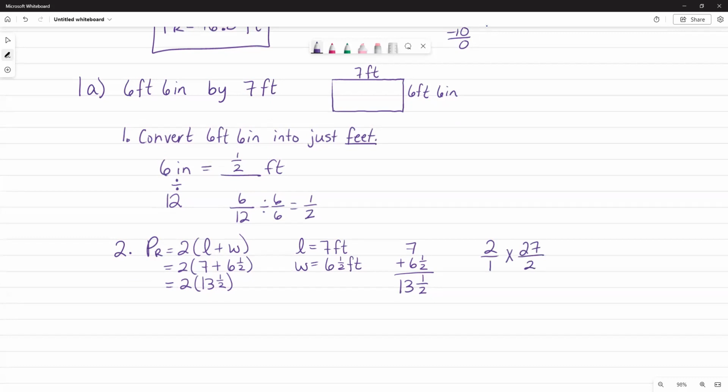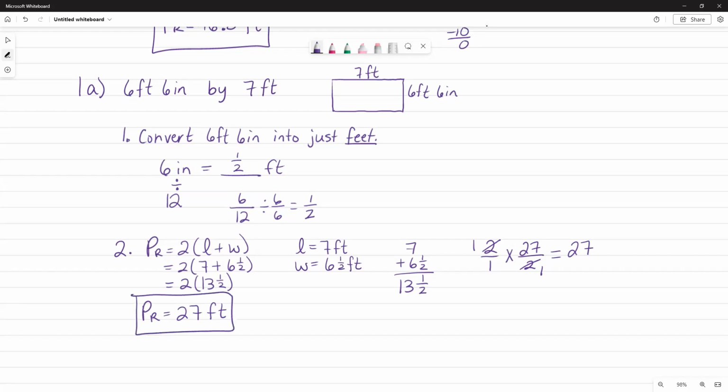Well, this will be a nice whole number. So my 2's cancel. So these just become 1. And so this becomes 27. Therefore, the perimeter of my rectangle is 27 feet. And that's it. You're done.